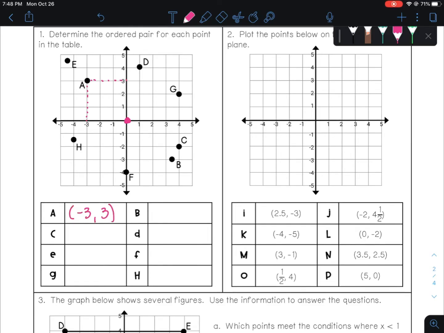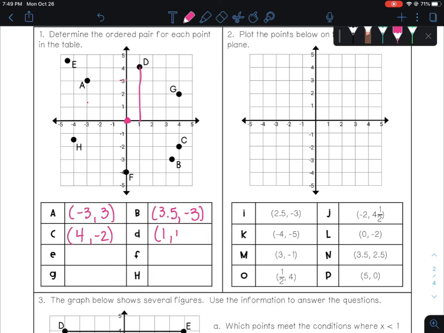Okay, so point B, start in the middle again. We're going to go over to here, and then we're going to go down to -3. So the -3 is easy, but what would be between 3 and 4? That's exactly 3.5. It's halfway between. Okay? So then for point, oops, that was point B. So then for point C, we need to go over to the 4, down to the -2. So 4, -2. For point D, we're going to go over 1, up 4.